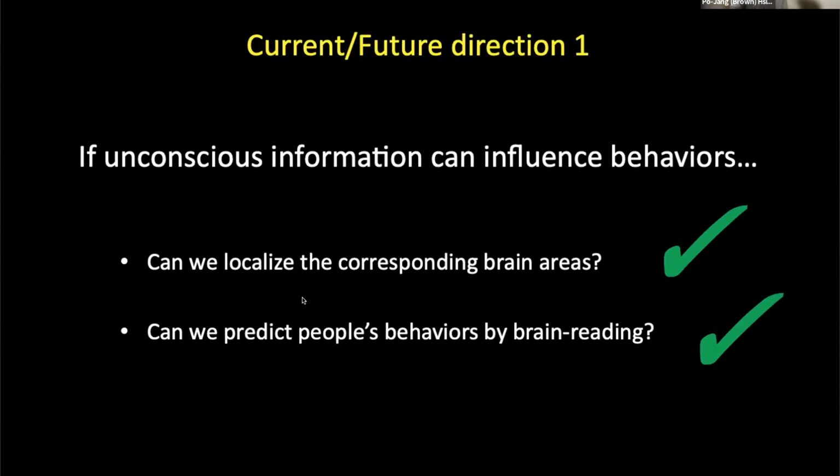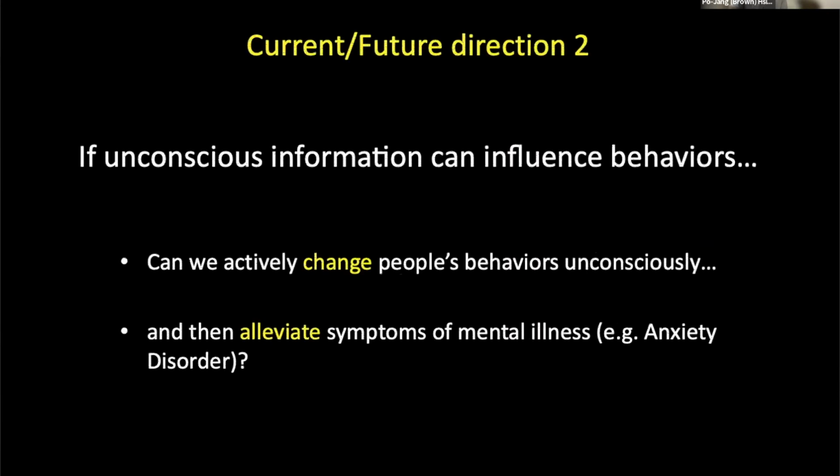All right, so in this direction, we basically show that yes, there is unconscious information that can influence behavior, and we can actually use brain imaging tools to localize this information and use it to predict people's behaviors. Okay, and the second direction that we're currently working on is that, well, if there's unconscious information that can influence behavior, then is it possible that we actively change people's behavior unconsciously by inserting certain unconscious information into their brains? And I'll give you one example that we're currently working on.